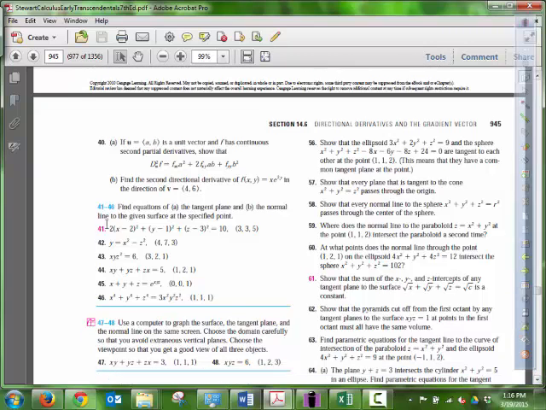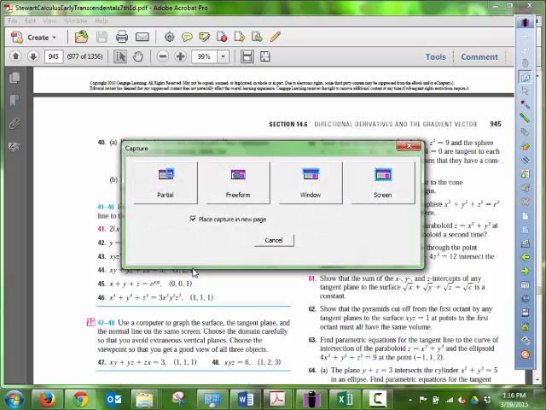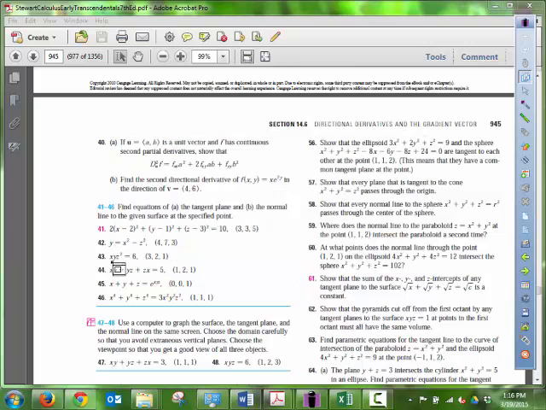All right, so any of these 41 through 46? You can see that they have the point there already, which makes it nice for us. 46 maybe? Let's do 46.